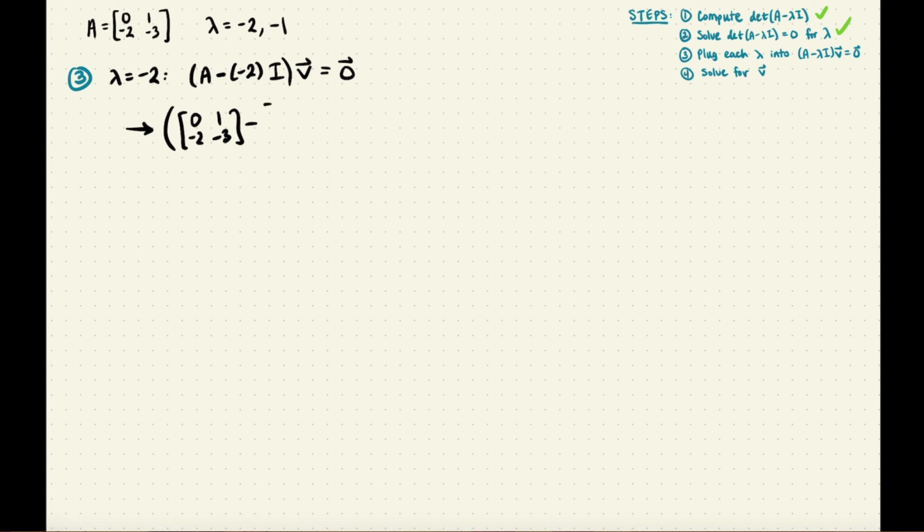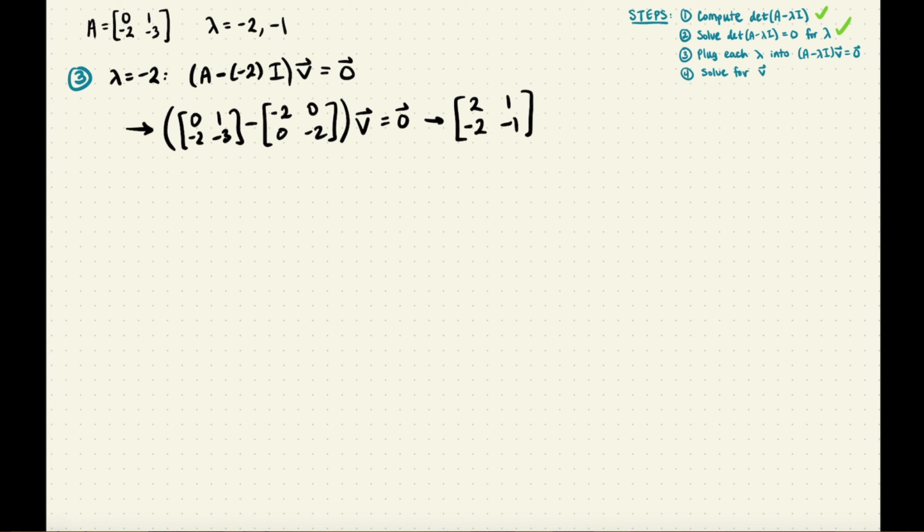Minus -2 times the identity, that gives me a -2 here, a 0, and a -2. Okay, I'm multiplying that by a vector v, setting it equal to 0. So this is actually a system of linear equations, and if I combine these two matrices here, I'm going to get 2, 1, -2, -1.